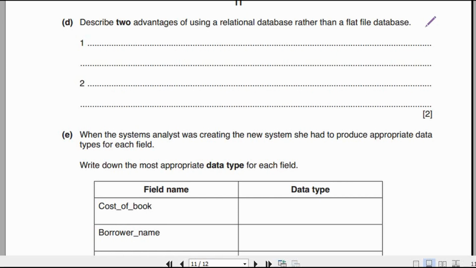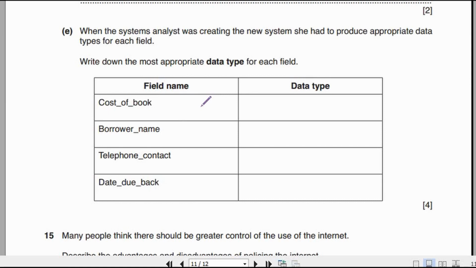And the inconsistent data we can make consistent by normalization in the relational database diagram. Okay, so next part is E. When the system analyst was creating the new system, she had to produce an appropriate data type for each field. So write down the most appropriate data type. So you have to write the data type for each field.